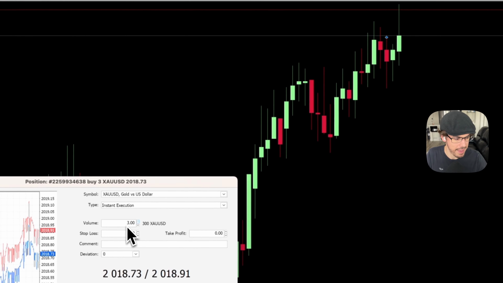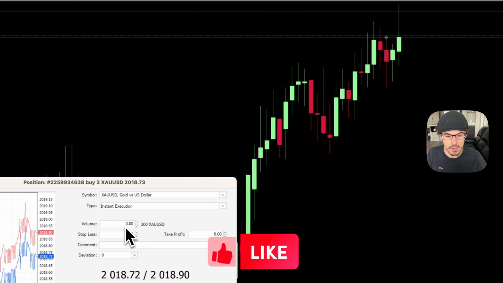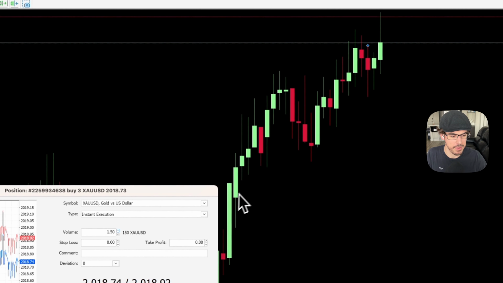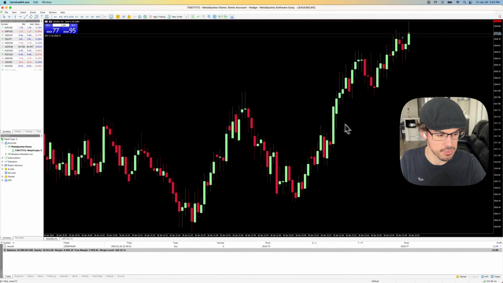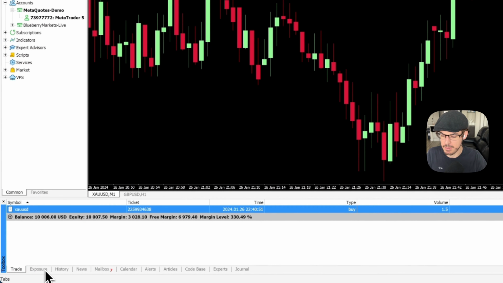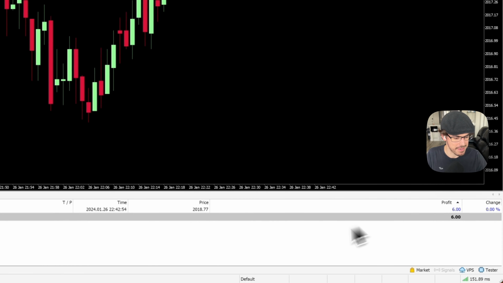Let's say that I would like to close half. So what's half of 3? It's 1.5. So I can close 1.5 lots, and it's gonna allow me to have just half of the balance running on the trade. As you can see, I closed half, and now my volume is 1.5 lots, and I'm still running here on profit. I did make a little bit of money with this trade. We made how much? $6. But that's basically what it does.